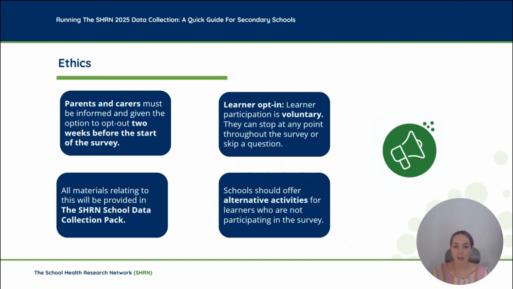Learners' participation is voluntary. This is made clear before they start the survey. They can also stop participating at any point during the survey or skip any questions they do not want to answer, except for year group and consent questions. Learners who do not wish to take part or who have been opted out of participating in data collection by their parent or carer should be provided with an alternative activity by their school. All the information materials you need to support this are included in the SHRN School Data Collection Pack.